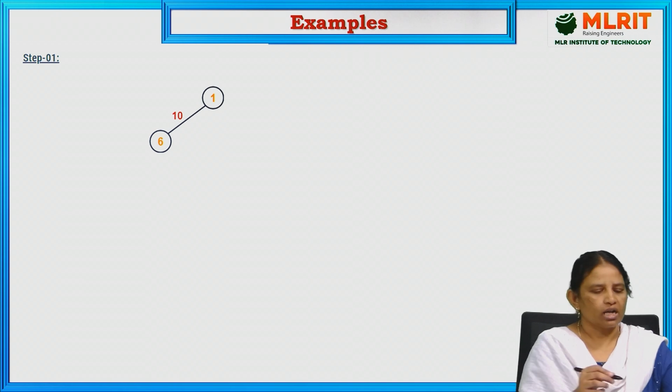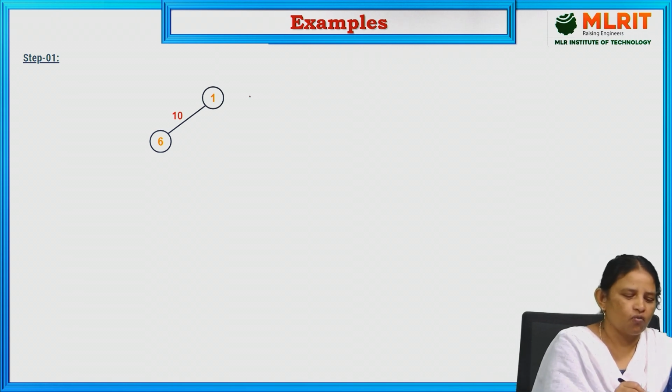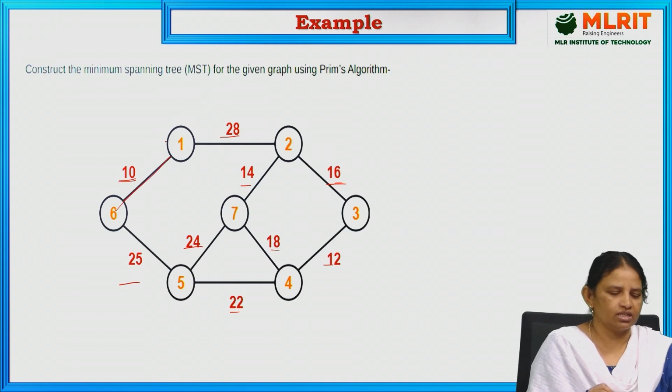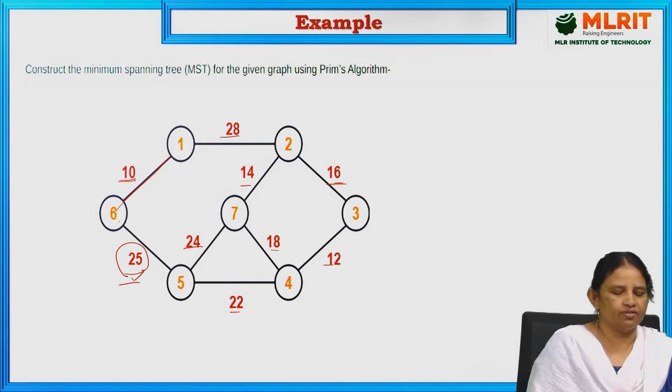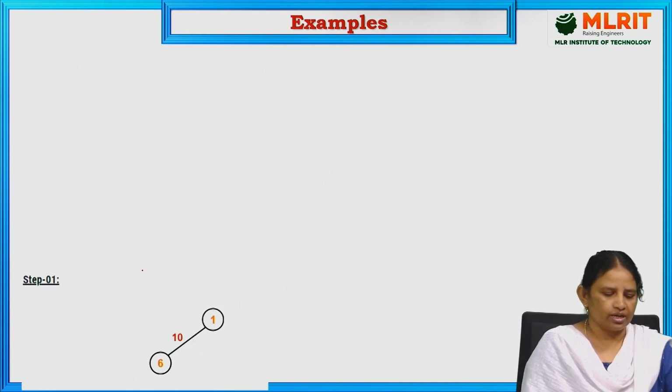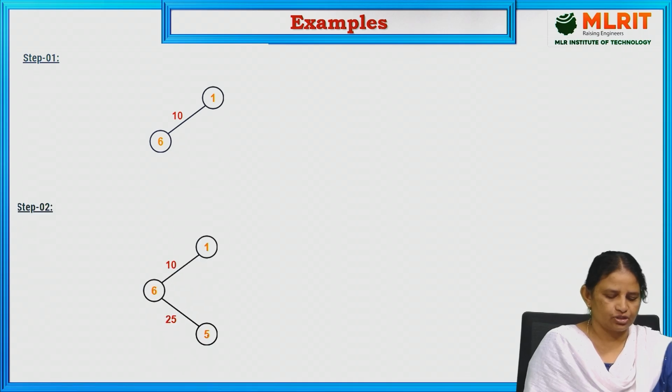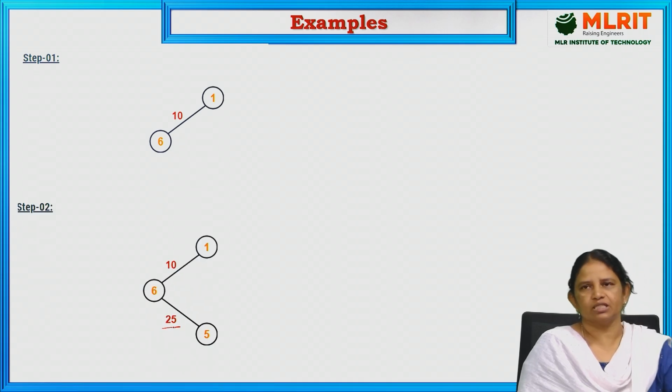Next, what are the adjacent vertices of 1 and 6? 1 to 2 is 28, 6 to 5 is 25. Which is the least weight? 25 and 28. 25 is the least weight, so that is included in the spanning tree. That is, 6 to 5 is included in the spanning tree.